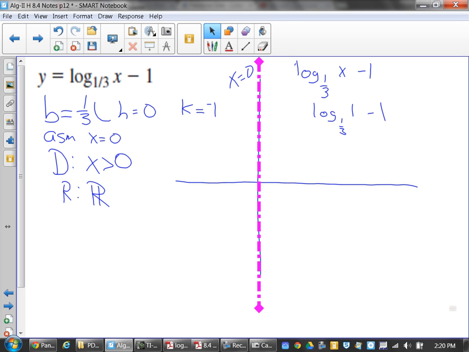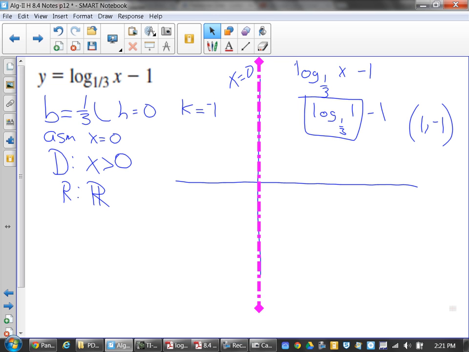Doing your order of operations, this value here equals what? 0. And what's 0 minus 1? -1. So my first ordered pair would be at (1, -1). Log base b of 1 is 0. These two rules are very important for this section. Log base 1/3 of 1 is 0, because 1/3 to the 0 power is 1. I'm using those properties.